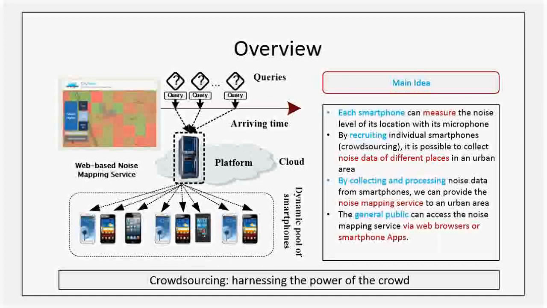By recruiting a large number of individual smartphones, which is exactly the meaning of crowdsourcing, it is possible to collect a large data set of noise data in an urban area. And by collecting and processing the noise data from smartphones, we can provide the noise mapping service to a given urban area. Then the general public can look at the service and get the idea of what the noise level is at one particular location at a time point, at a given time slot, for example.